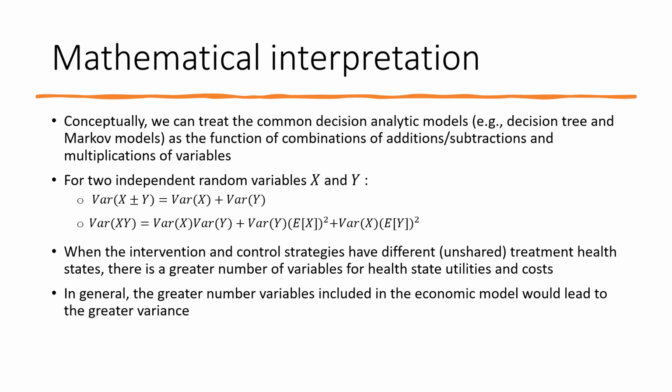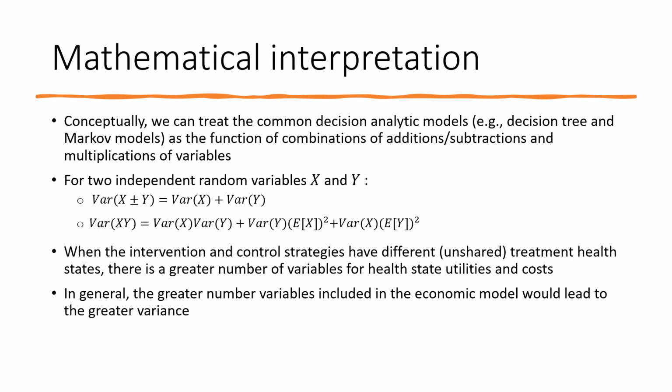The first formula has shown that the variance of the sum or the difference of variables would increase with the increased number of variables. For the multiplications, the product of x, y is related to the expected values of x and y, in addition to the variance of x and y. But if we contextualize the two formulas, it becomes clear that, in general, the greater number of variables included in the economic model would lead to the greater variance.